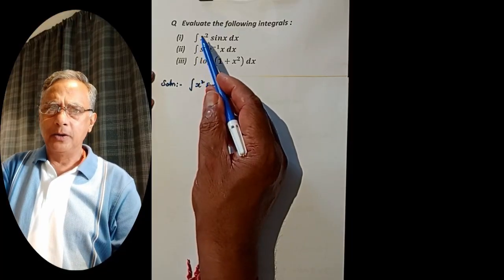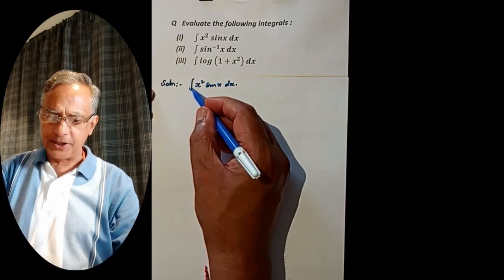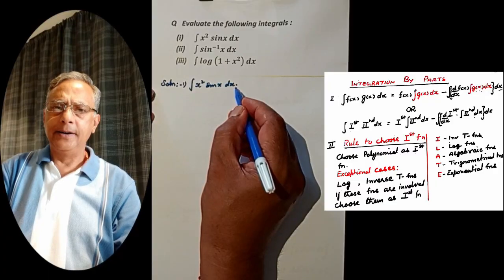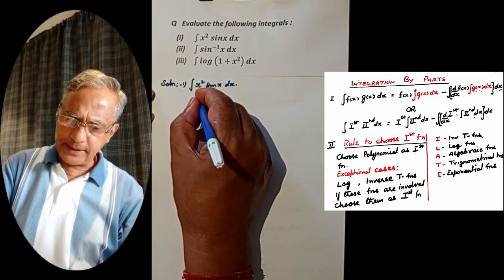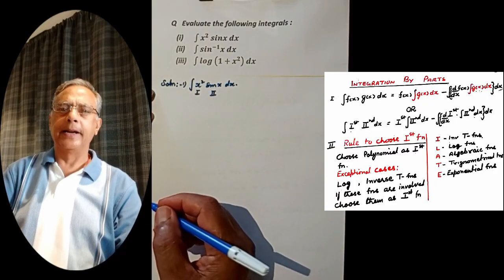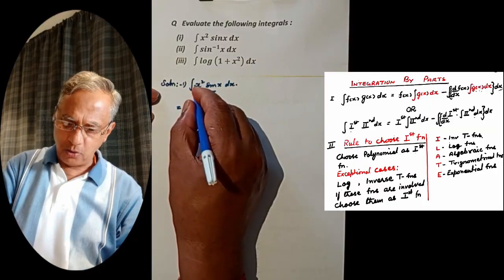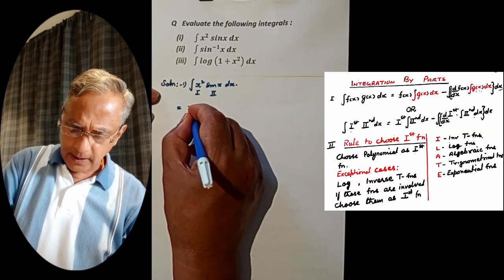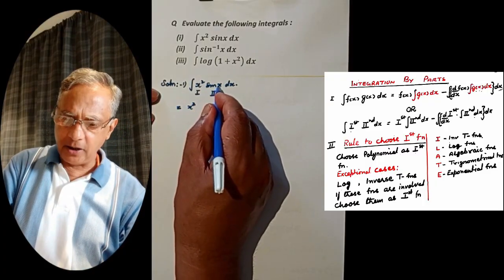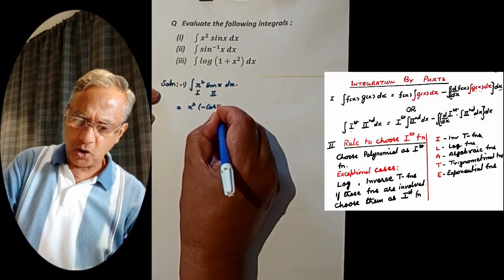Now we take up some questions. Evaluate the following integrals. First is integral x square sin x dx. Now what we do is we choose this as first function and this as second function and apply integration by parts. Now first function x square, first function into integral of second. Integral of second is integration of sine, which is minus cos x.